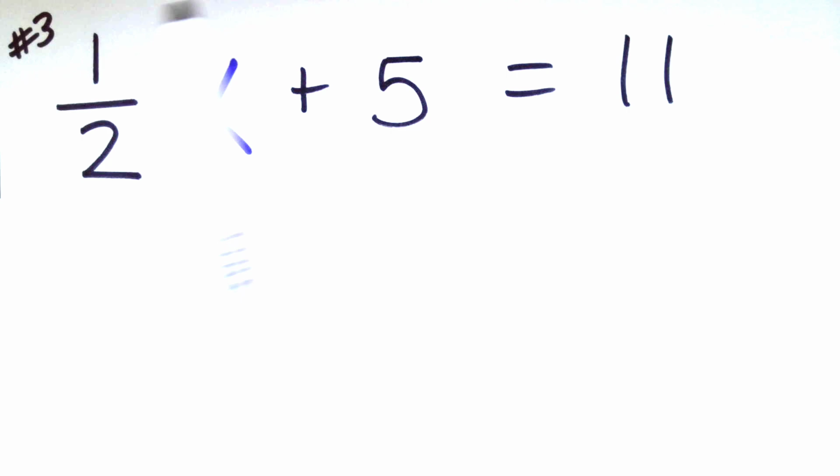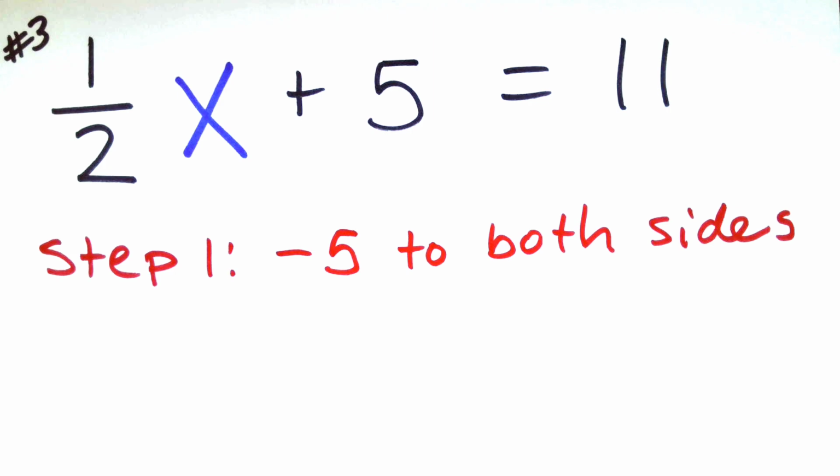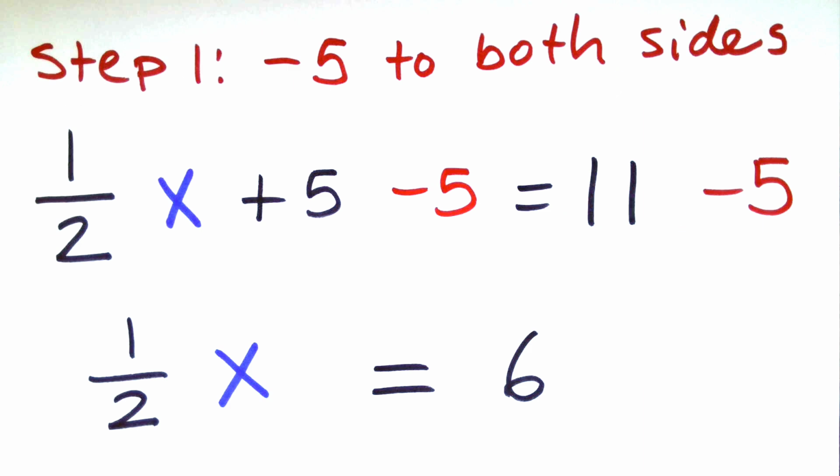What was the first thing you did in this particular problem number 3? I sure hope you said in step 1, the first thing you did was to add -5 or subtract 5 to both sides of the equal sign. Okay, so this is what that looks like.